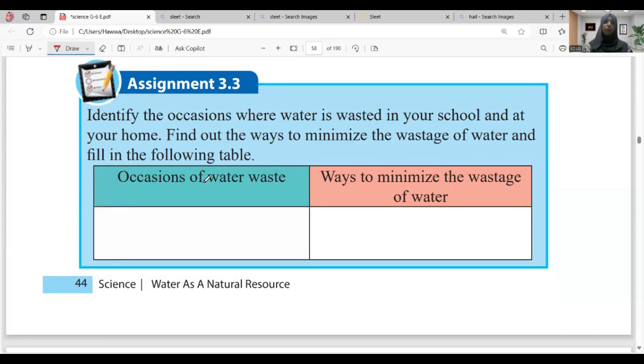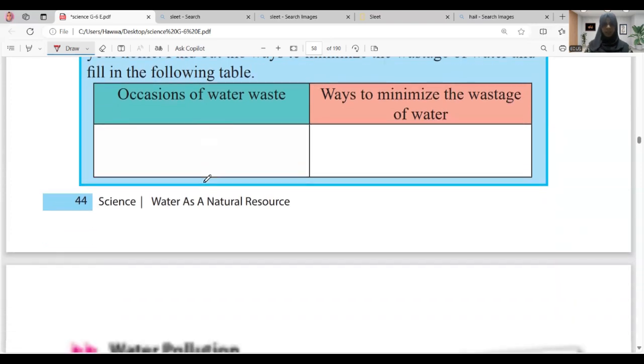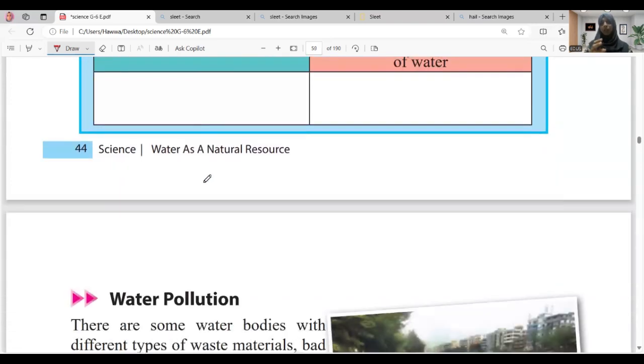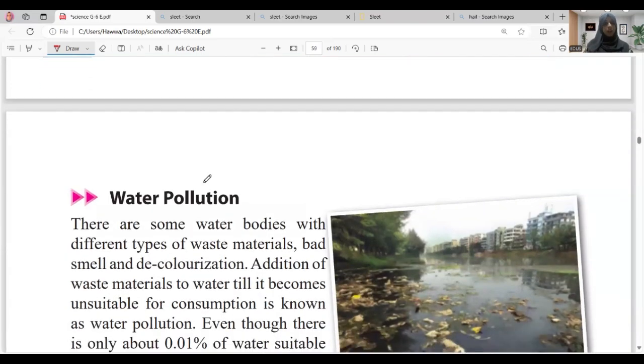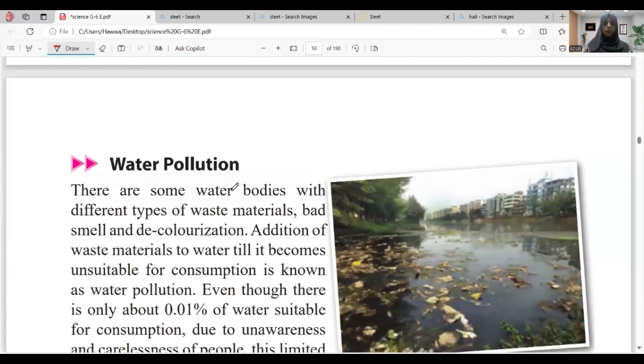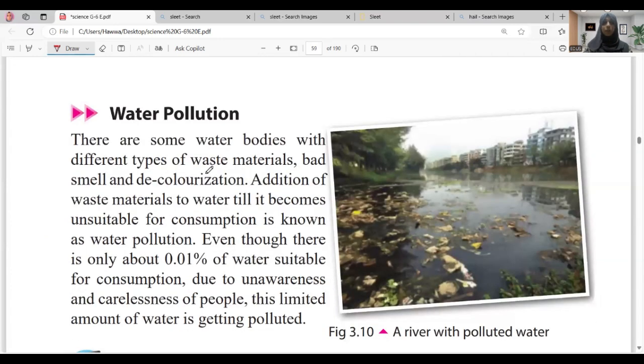Compared to old days, these days we use water in a very careless way. So this is also a reason for water getting, like, not polluted, we would say wasted. So you can't use that water again. 0.01% water should be used very carefully, right? So water pollution, there are some water bodies with different types of waste materials, bad smell.